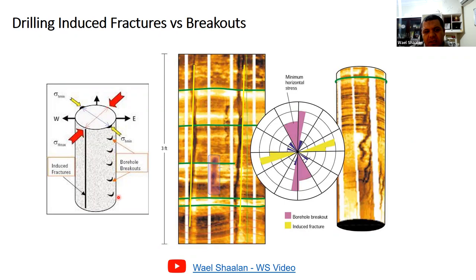So breakout is an area of deformation, a deformation area along the borehole. And the induced fracture is like vertical cracking, as you see here in the borehole. So this is the shape of the induced fracture, and this is the shape of the breakout. If we look at the direction, we see that the borehole breakout is perpendicular to the drilling induced fractures. So if the breakout occurred in this direction, the induced fracture will occur in the opposite direction. So this is a quick plot for two opposite directions, one for induced fracture and the other, perpendicular one, for breakout.